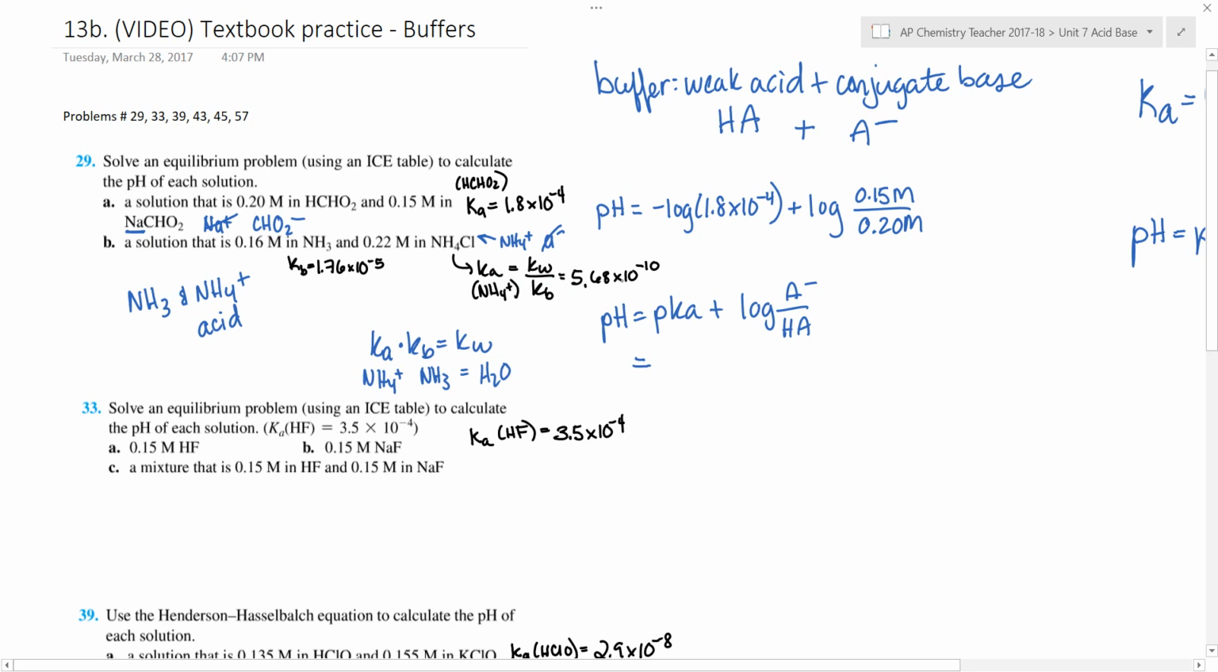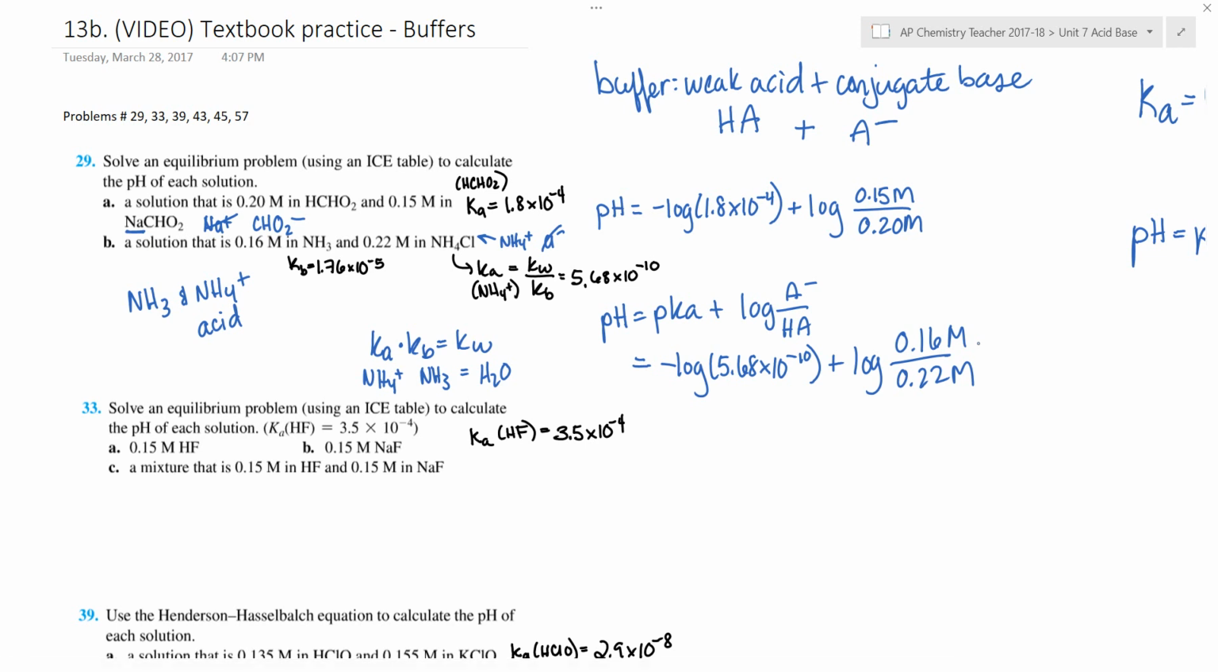I found my Ka is 5.6 times 10 negative 10. So I'm going to take the negative log of that number. That is my pKa. And then log A over HA. Remember, my acid is the one that has more hydrogens, so my acid goes on the bottom. So NH4 has more hydrogens, so it's 0.22 molar NH4. The one with fewer hydrogens is my base. That one goes on the top. So that's how I'm going to set up that problem there. So problem 33.